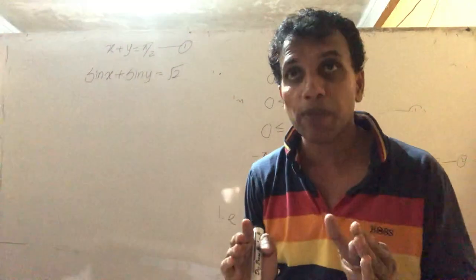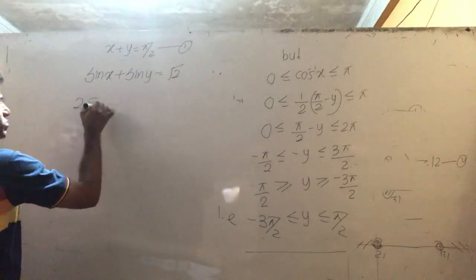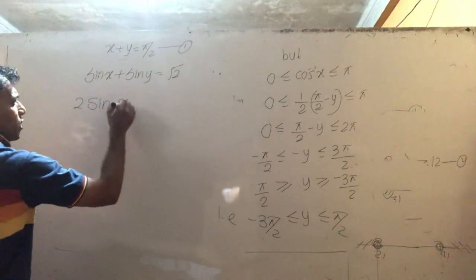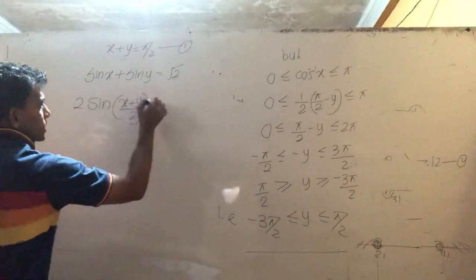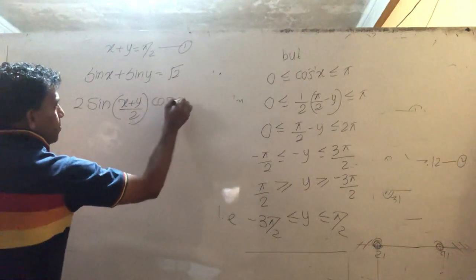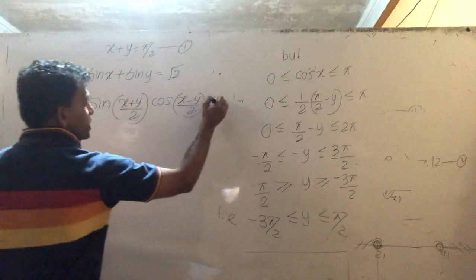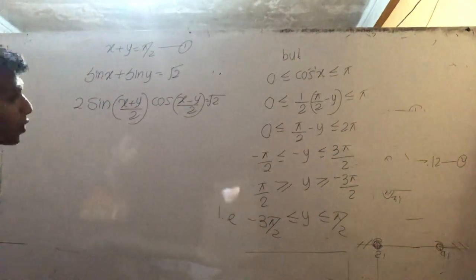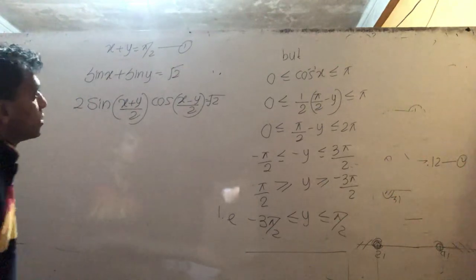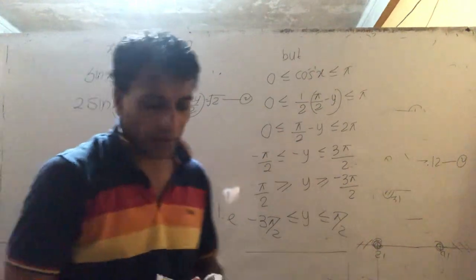What is the sin C plus sin D form? It simplifies to 2 sin of half the sum, times cos of half the difference. This is equal to square root 2. So I take this as the second equation. Now connect both equations.